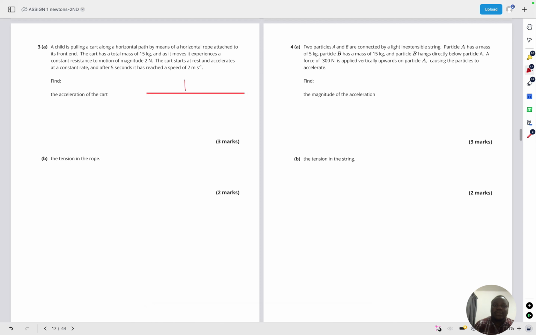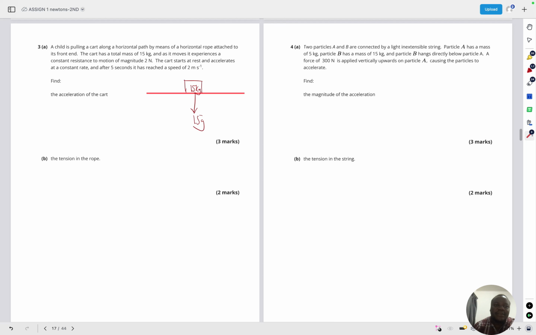So this person, and let's say this is the cart here. The cart has a total mass of 15, so let's say this is 15 kg. Already here we can say the weight of it is 15g, in as much as it may not be important, looking at the fact that it's moving in its horizontal direction. Now, as it moves, it experiences a constant resistance.